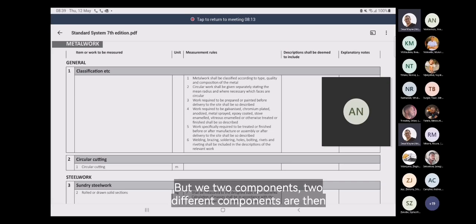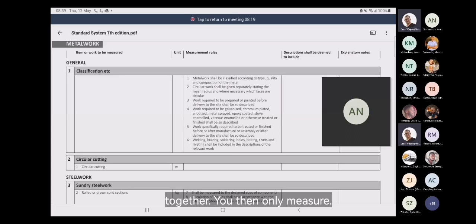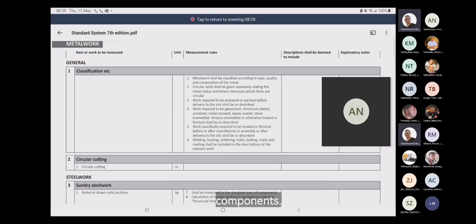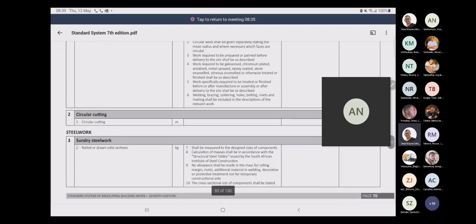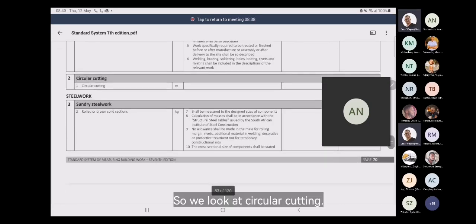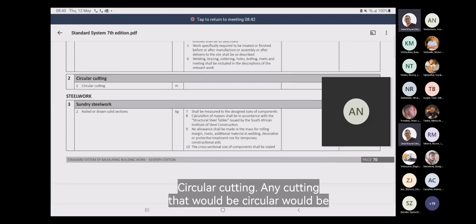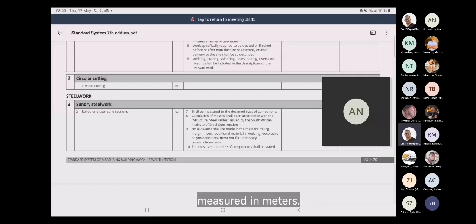But where two different components are then required to be welded or to be bolted together or riveted together, we would then only measure the rivets or the bolts or the welding of those two different components. That's the classification. So when we look at circular cutting, any cutting that would be circular would be measured in meters.